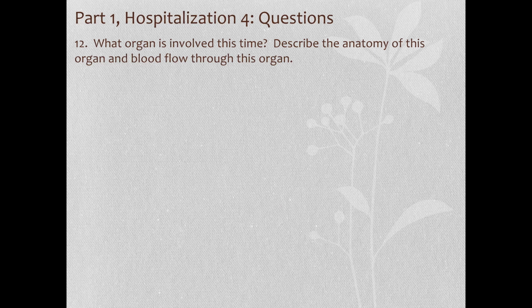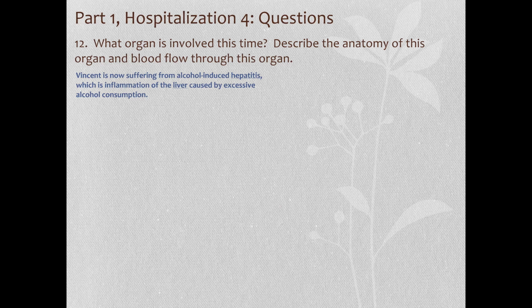Number 12, what organ is involved this time? Describe the anatomy of this organ and blood flow through this organ. So Vincent is now suffering from alcohol-induced hepatitis, which is inflammation of the liver caused by excessive alcohol consumption.